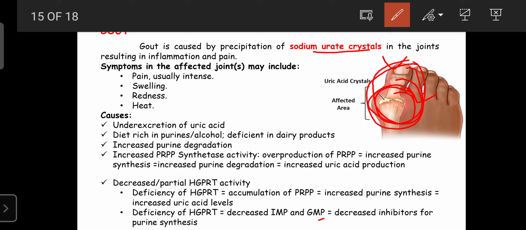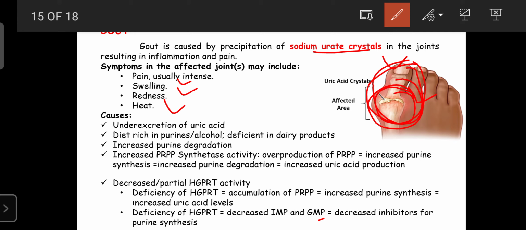So with the supervision of doctors, or if you have any herbal drug, you can give the herbal drugs daily, because they are the most safe as compared to allopathic drugs. Okay, so regarding the symptoms in the affected joints, there is pain, then swelling, redness, and increased heat. So these are the early signs and symptoms of gout.